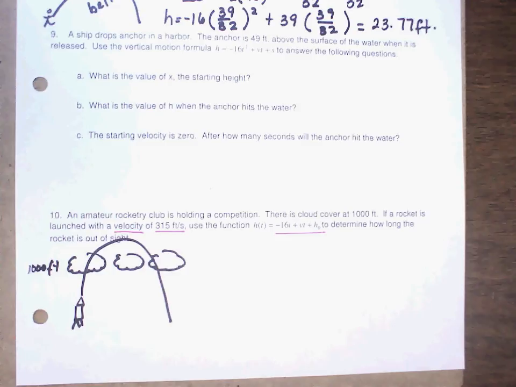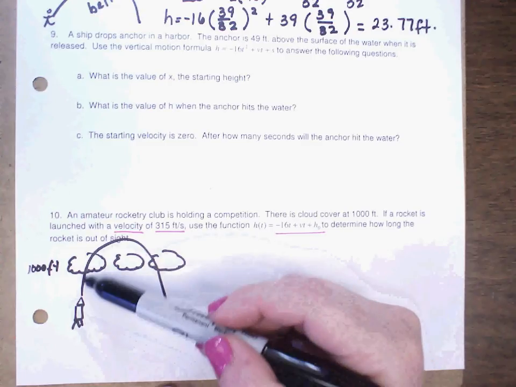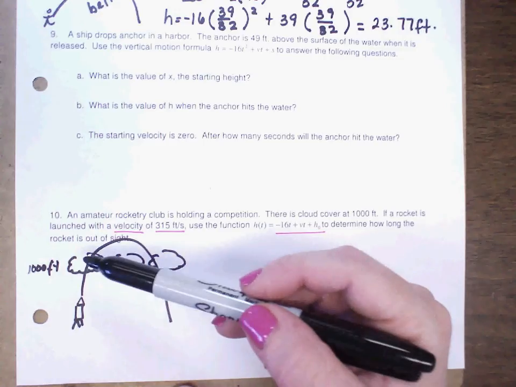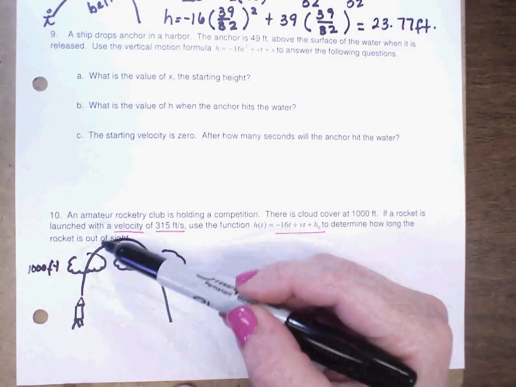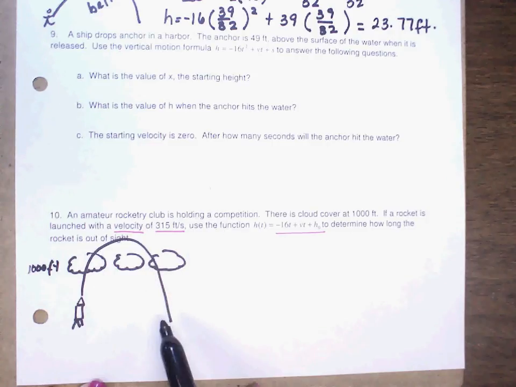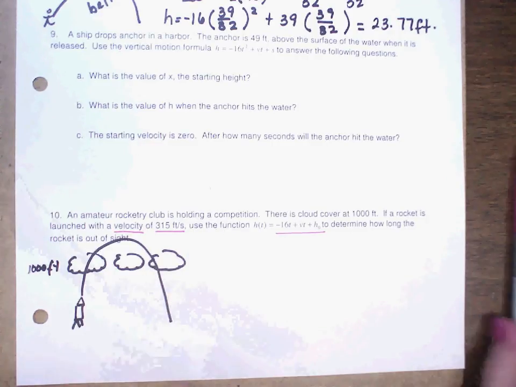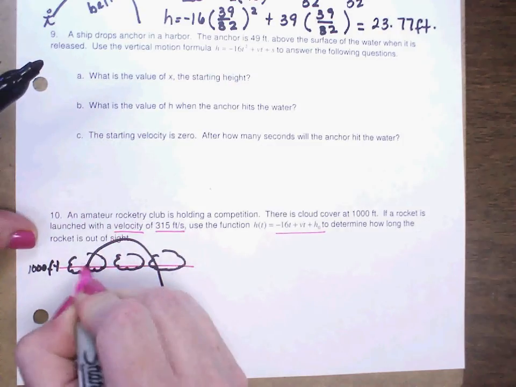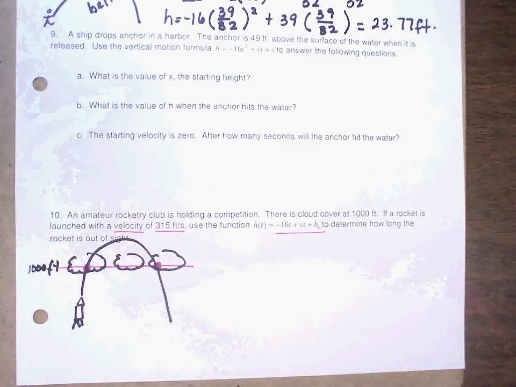So the rocket is going to go up, up, up, and once it hits 1,000 feet, you're going to stop seeing it because the clouds are going to cover it. Then it's going to hit 1,000 feet again, right? When it comes down. Yes? All right. So from here to here, you're not going to be able to see it. Can you picture it?